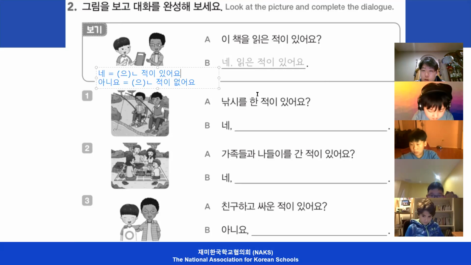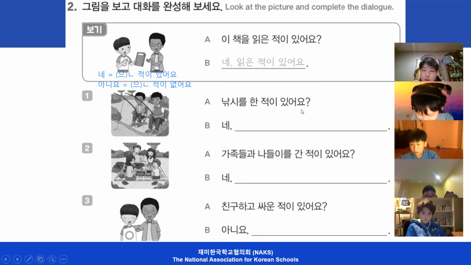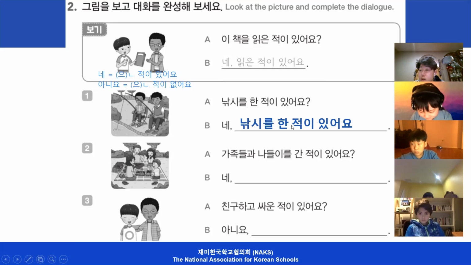한 적이 있어요. Good. Okay. So now, if we were to write that, let's see what our example gives us. 낚시를 한 적이 있어요. Okay. Make sure next time you use the full extent of the verb. 낚시. Okay. All right. For number 2, we're gonna do A.